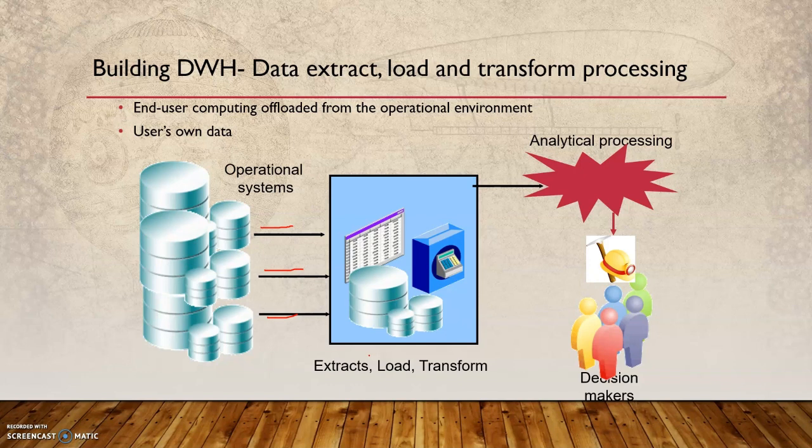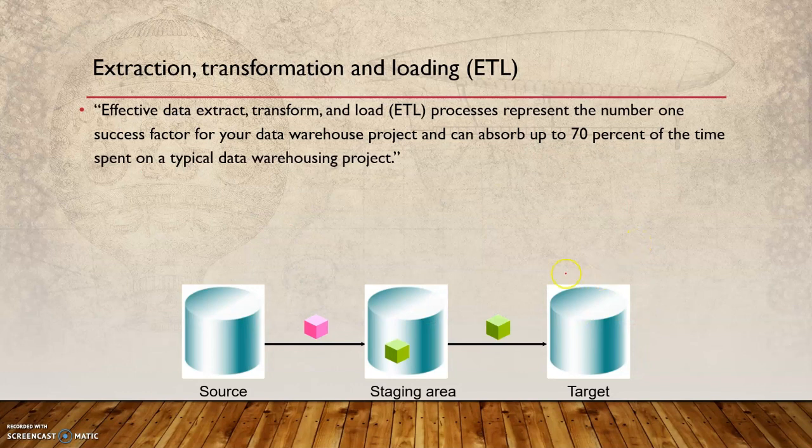So there are tools for that, and the data gets loaded into the database based on whether it is a star schema or a snowflake schema. We'll see that later. Then the OLAP tools, the analytical processing tools, generate the report, which is viewed by the decision makers. So it goes into the staging area. The effective data extract, transform, and load process represents the number one success factor of your data warehouse.